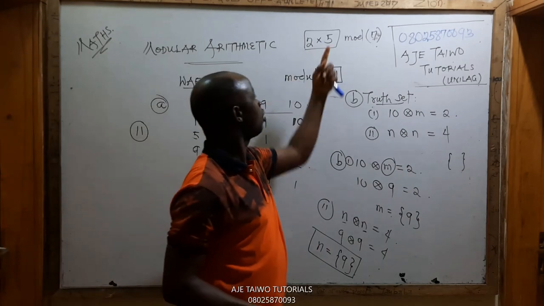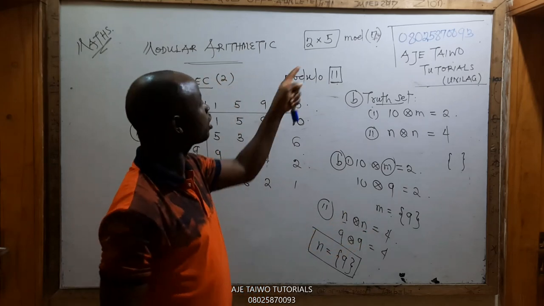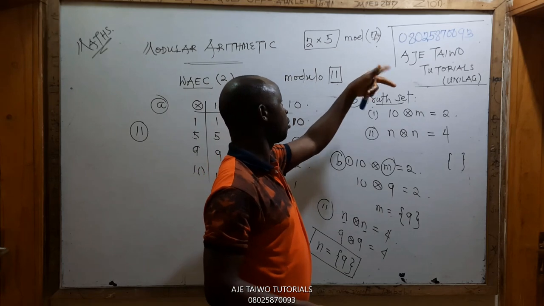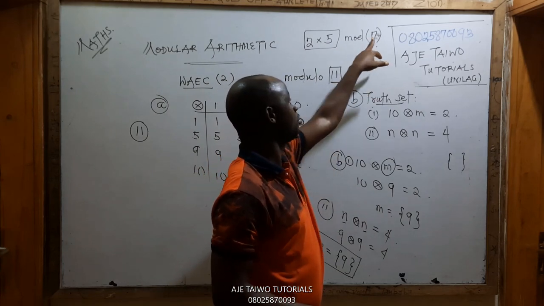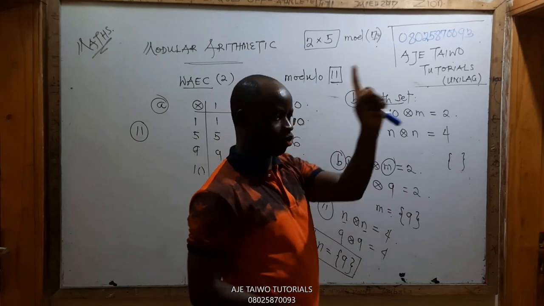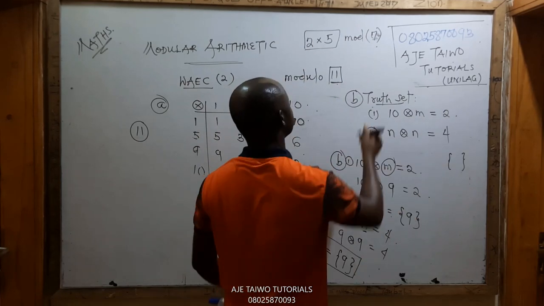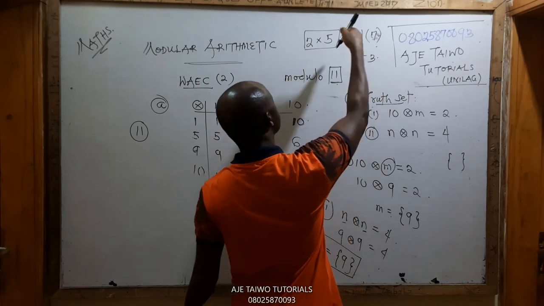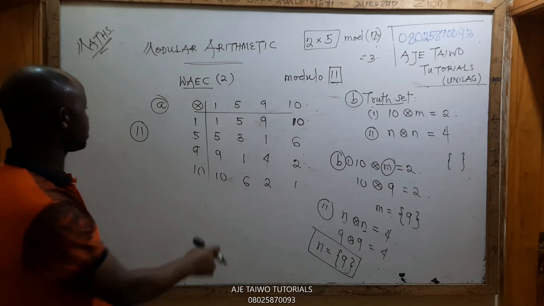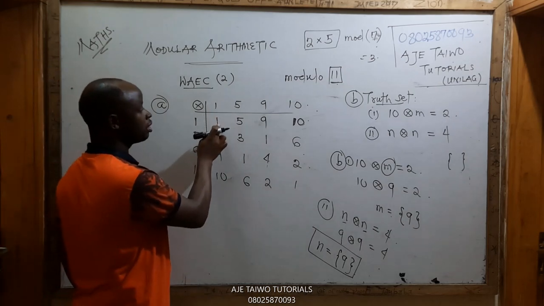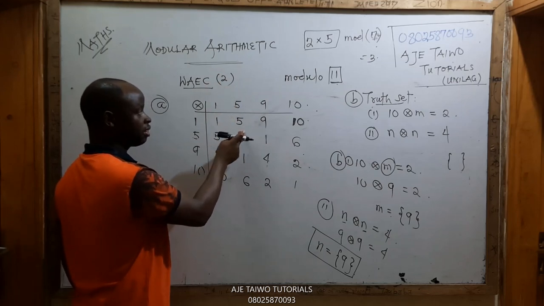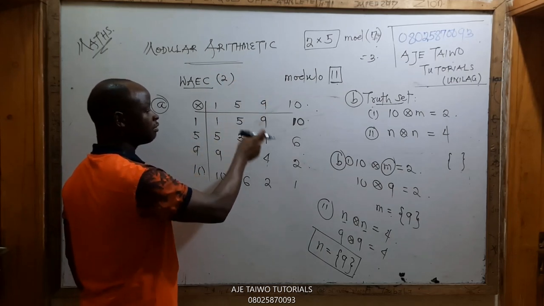Normally 2 times 5 is what? 10. Because you're working in mode 7, you put the remainder down. So 2 times 5 is 10, but you cannot put 10 down. You now say, in mode 7, how many 7 can you see in that 10? 1. Remainder 3. So the answer is 3. So you can see 1 times 1 in mode 11 is 1. 5 times 5 in mode 11 is 3. 5 times 9 in mode 11 is 1.